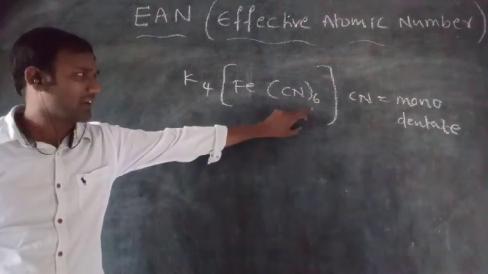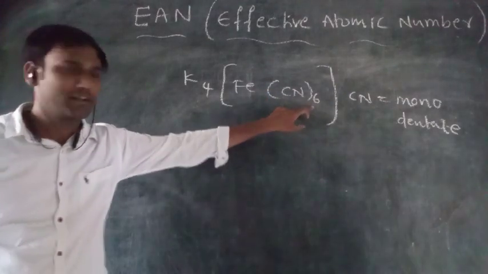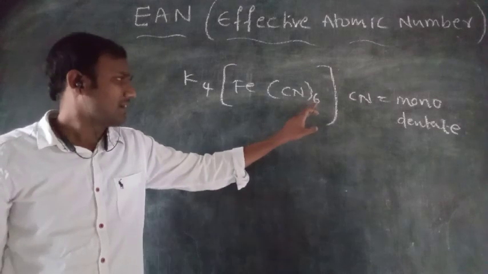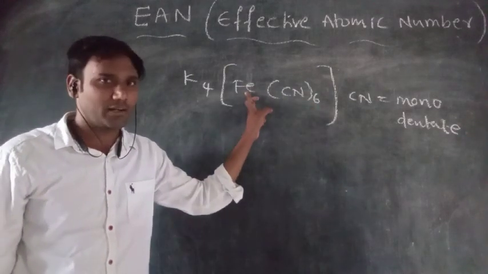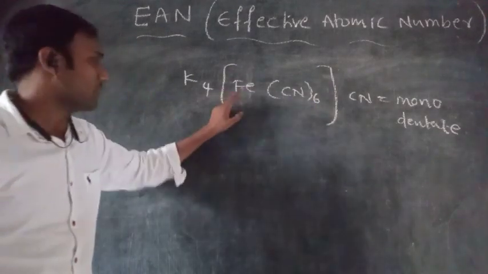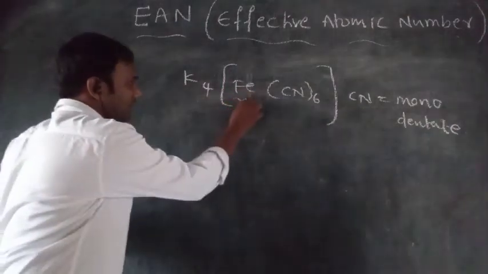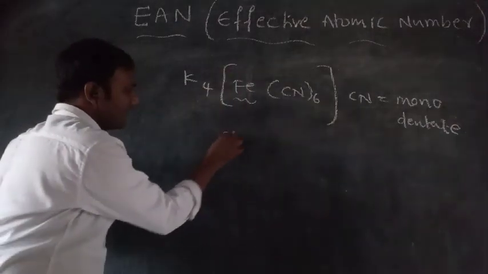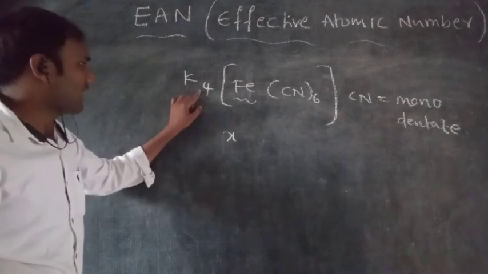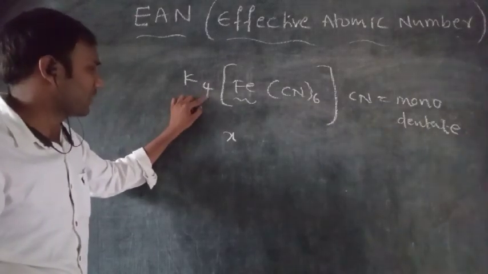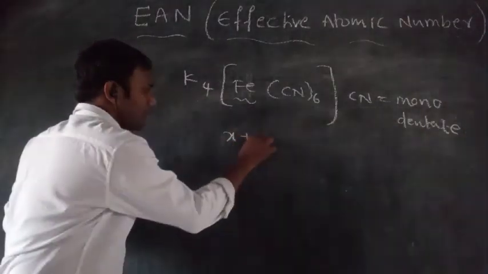So how many ligands are present here? 6 ligands are present, donating 6 pairs of electrons to the central metal atom. Now, what is the oxidation number of the central metal atom here? I want to find the iron oxidation number, so I take iron as x. Now, what is the potassium charge? Plus 1. How many potassiums are there? 4. So that means plus 4.